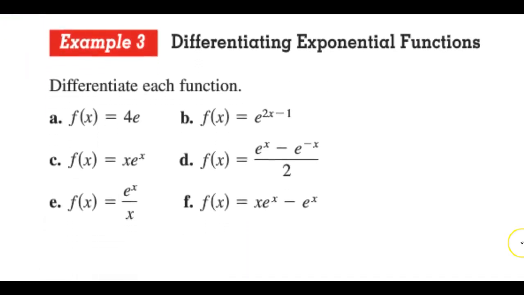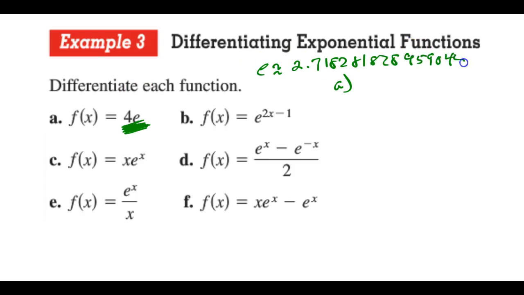And here are some more problems that you can practice. These get a little bit more complicated. I'll do a couple with you. In A, remember, e is not a variable, so this is kind of a tricky problem. E is really something close to 2.71828 1828 45 90 45. You can memorize more decimals. It's like pi, it goes on forever. But it's a number. And the derivative of 4 is just 0, so the derivative of 4 times this 2.71828 is still just 0.